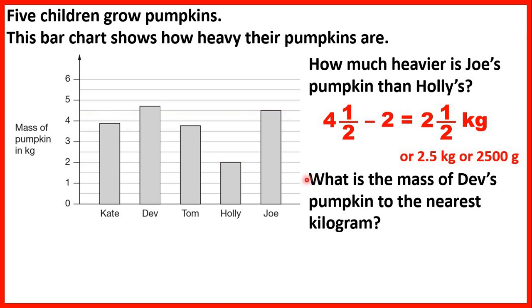Now, what is the mass of Dev's pumpkin to the nearest kilogram? So we can find Dev's bar, go up to the top and draw a line across. We can see that it's closer to 5 than it is to 4, and if we want the mass to the nearest kilogram, we need a whole number of kilograms. So to the nearest kilogram, Dev's pumpkin is 5 kilograms. It's probably about 4.7, but 4.7 to the nearest whole number rounds up to 5.